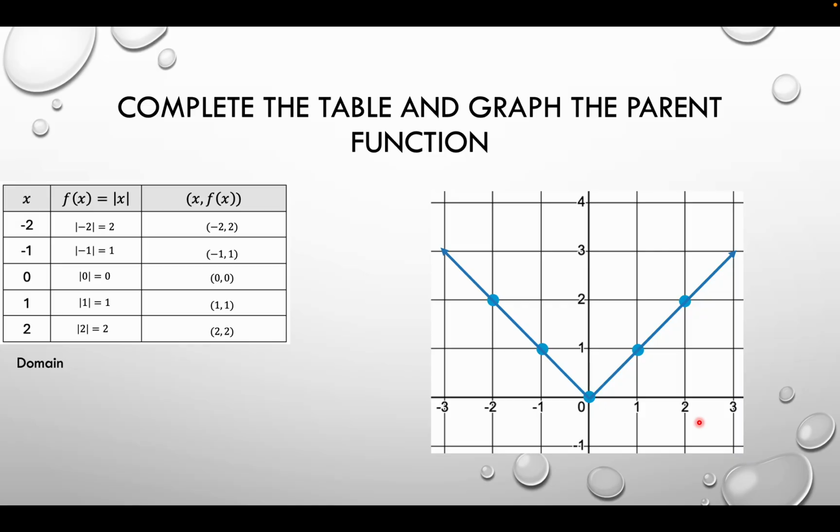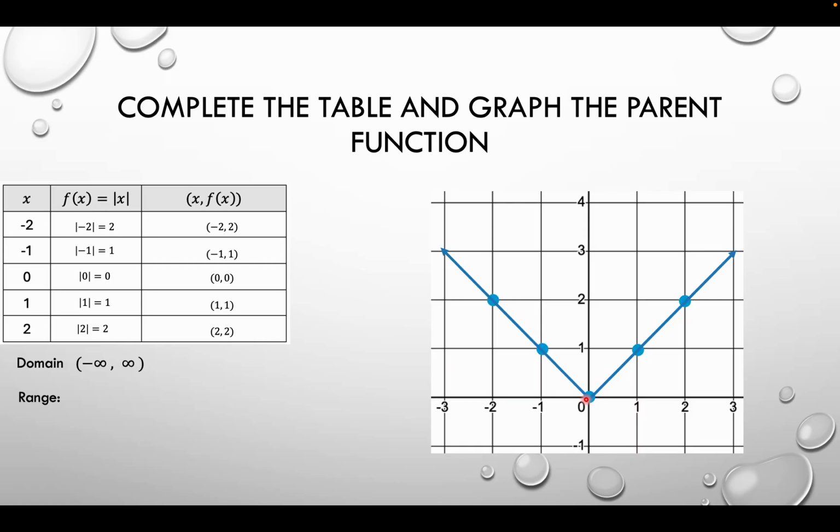The domain, remember the domain is, okay, what about the x values? Is it going to the left forever? Yes, it is. So it's traveling to -infinity. And if you think the arrow is also going to the right, it's going to hit all the x values to the right as well, which means it's traveling to +infinity. So our domain is all real numbers.